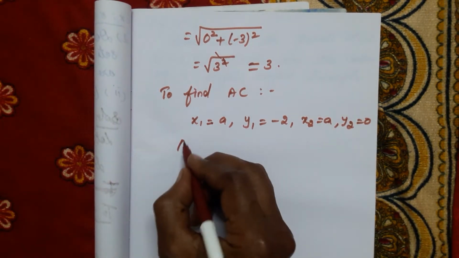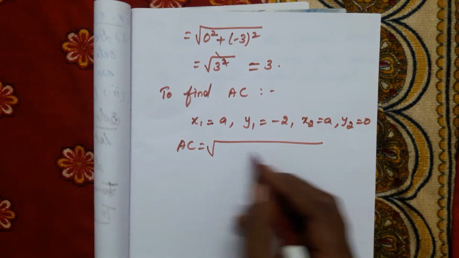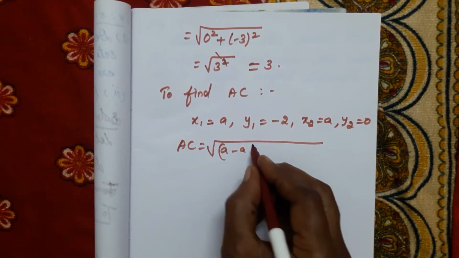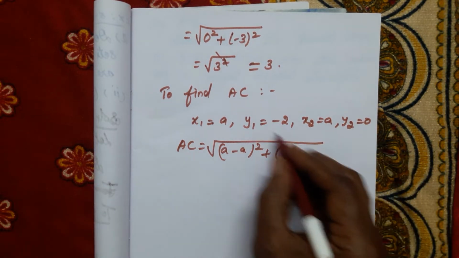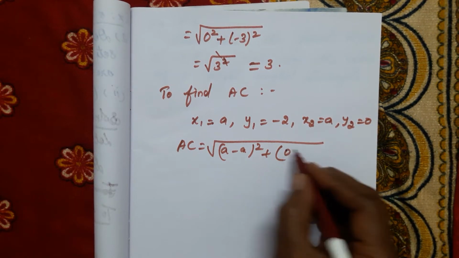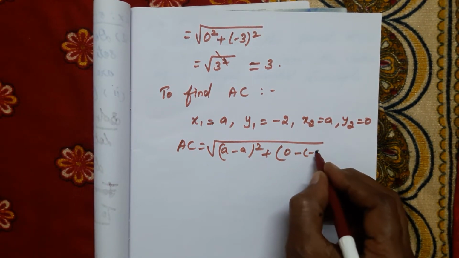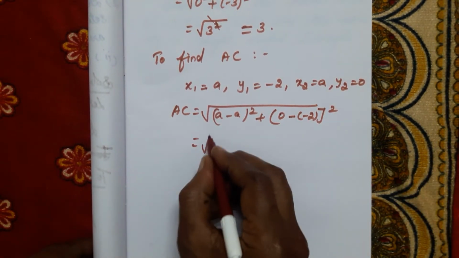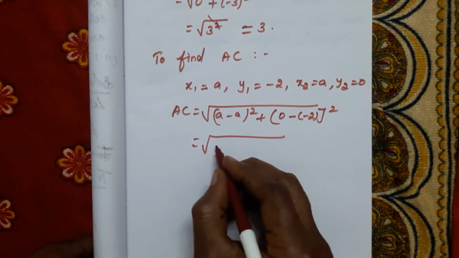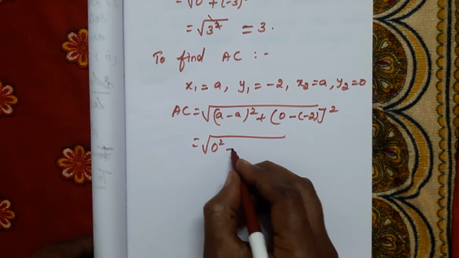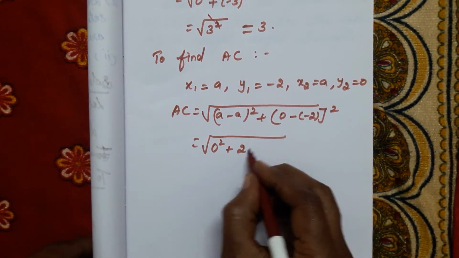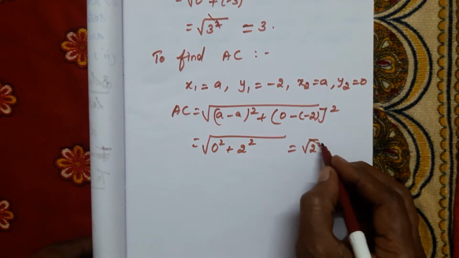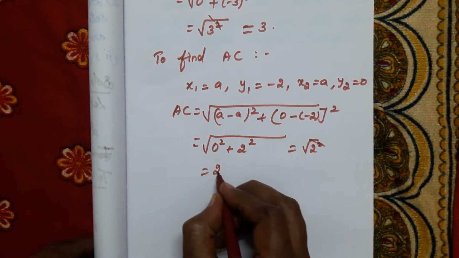Next, AC is equal to root of x2 minus x1 the whole square, A minus A the whole square plus y2 minus y1 the whole square, 0 minus of minus 2 the whole square. A minus A the whole square means 0 square. Next, minus of minus means plus 2 square. It's equal to 2 square, and root of 2 square is equal to 2.